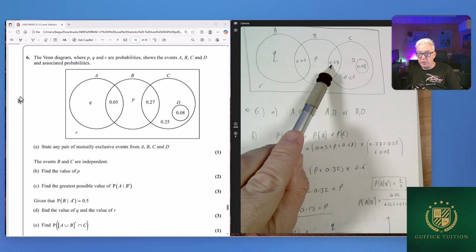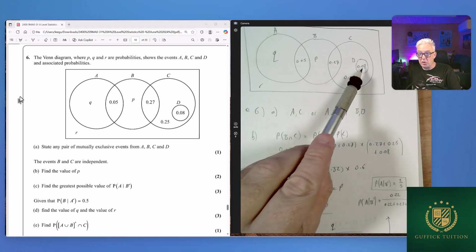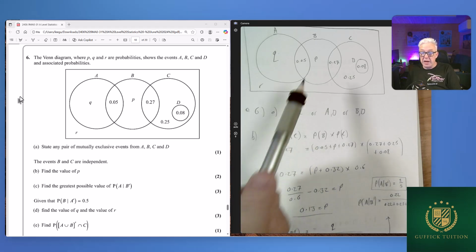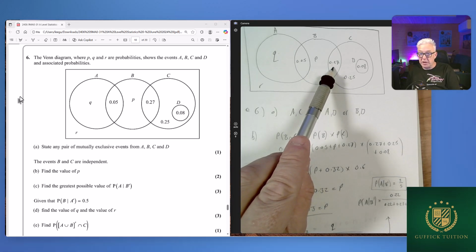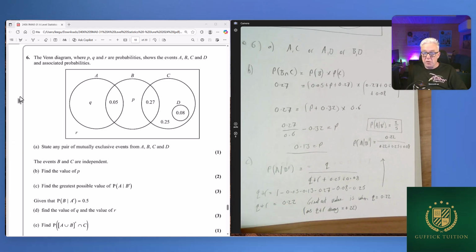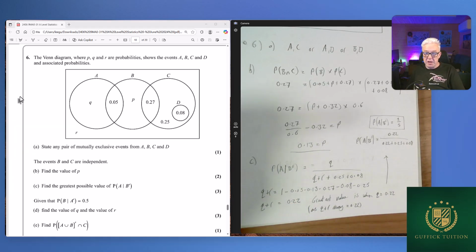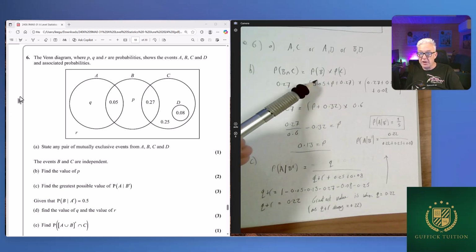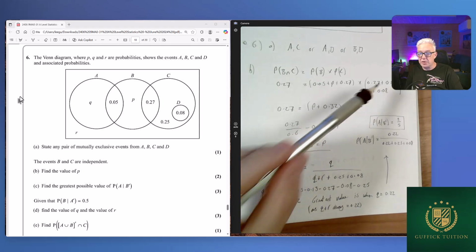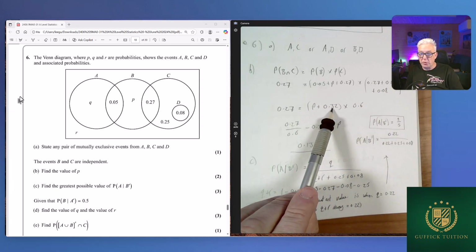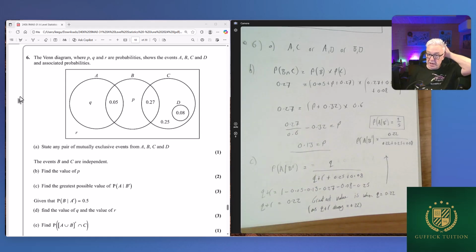Probability of C is 0.27, add 0.25, add 0.08. So when we times those together, that's going to equal the intersection, which is 0.27, because they're independent. So there's only one unknown in this equation, so we can use this to calculate what P is. So we have 0.27 equals P add 0.32 when we add those two together, times by 0.6 when we add those three together. So in order to work out P, we just divide by 0.6 and minus 0.32. And that gives us that P is equal to 0.13.